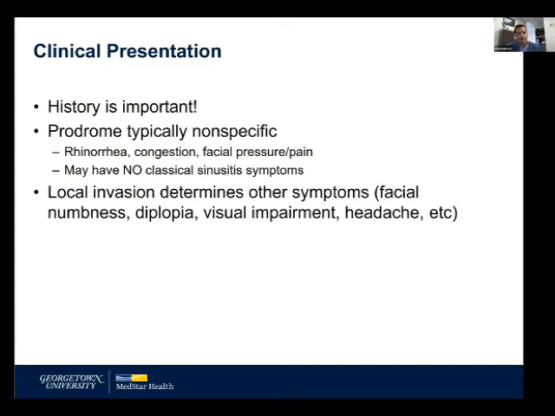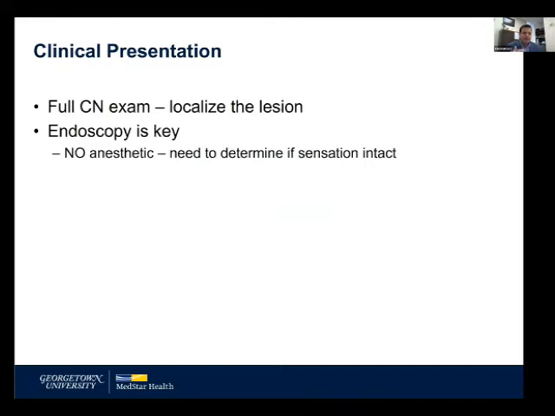Local invasion really determines the other symptoms that throw up the red flags: facial numbness, diplopia, visual impairment, headache, etc. From an exam standpoint, cranial nerve testing is helpful, especially in delineating where the potential lesions are. Numbness and diplopia are key in determining whether it is cavernous sinus and whether they have visual deficits. From the ENT standpoint, endoscopy is a key component of diagnosis, and we will do this without any anesthetic spray, which we normally use for comfort. We actually want to see if there's any sensation intact, because a lack of sensation immediately throws up red flags that something more significant is going on.